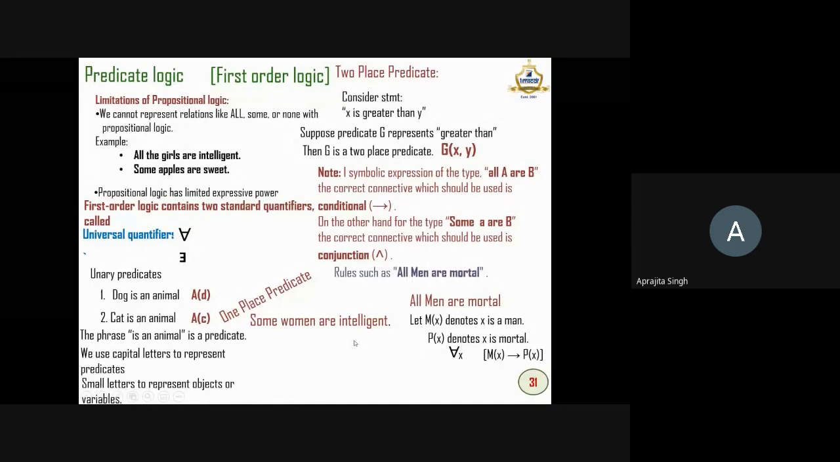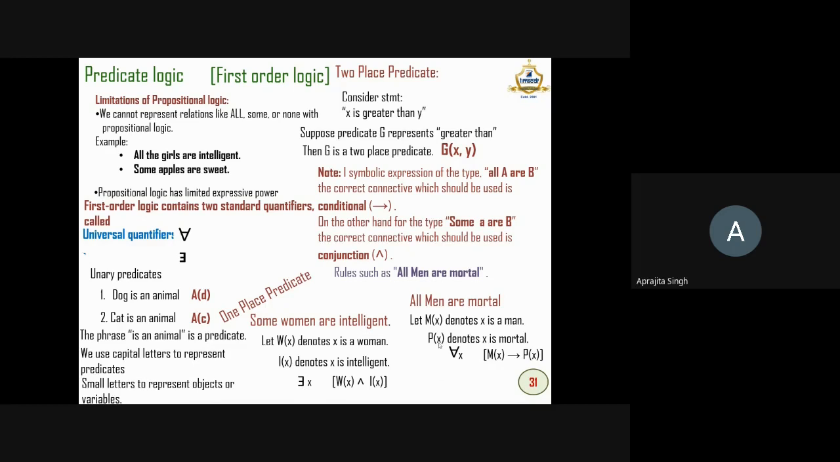If we say some women are intelligent, for women we are using W over here. So X is women, W is for the woman, I is for intelligent, I(X) denotes intelligent for that particular X. And for some, because it is not for all, for some, we are using this existential quantifier over here, E.